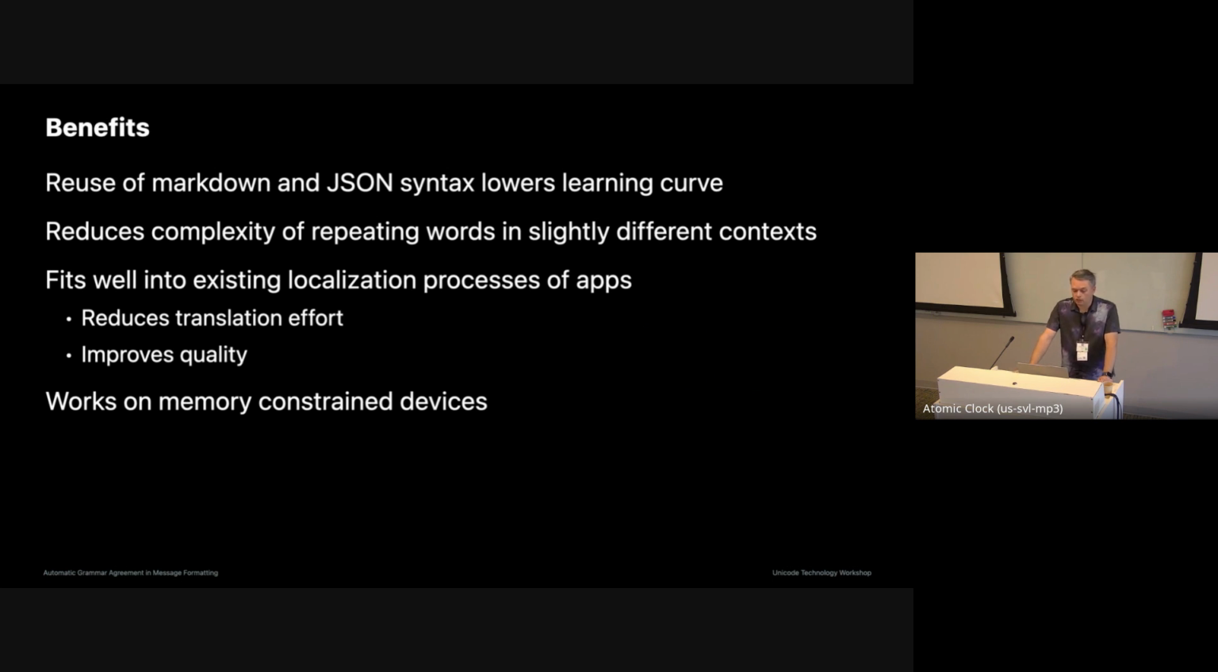It fits well into existing localization processes of apps, which reduces the translation effort and improves the quality. So the translators get the functionality they need. They can create grammatically correct responses while not requiring software developers to hard code a lot of grammatical context information into their software. It can just be part of the message format, and they can inflect their messages as appropriate. It reduces the constraints imposed by software developers to make grammatically correct responses. And it also works on memory constrained devices.